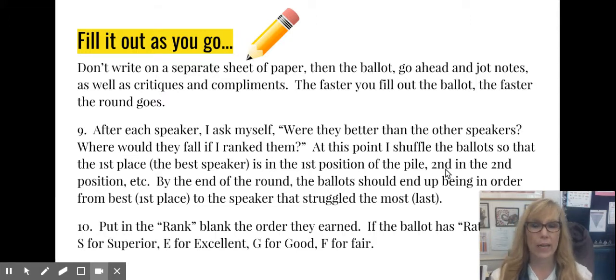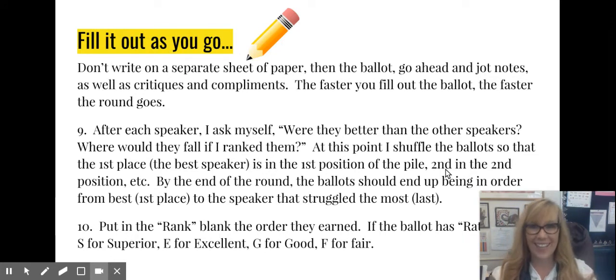After each speaker, what I do is I ask myself, were they better than the other speakers? So I compare the first one to the second one. The second one was better. I put that ballot on top, and then I keep comparing them and moving those ballots around, because at the very end of the round, you're going to end up ranking them first place, second place, third place, fourth place, fifth place, and on down. So first would be the very best speaker. So by the end of the round, if I've done this, they're already in order. All I have to do is do 1, 2, 3, 4.